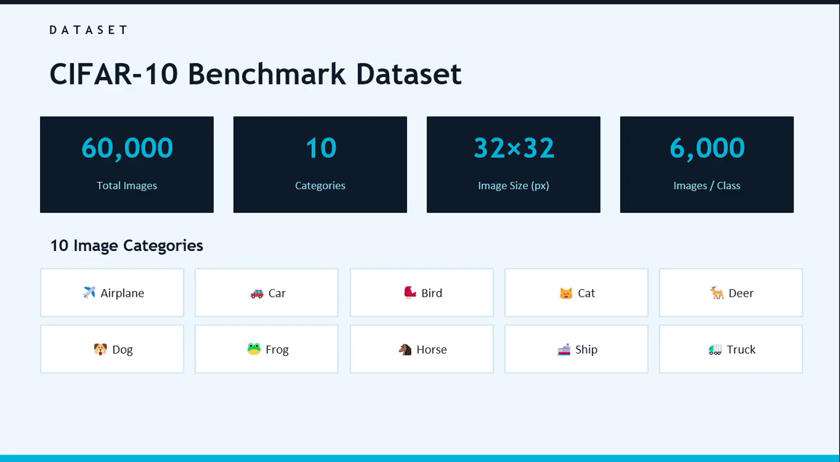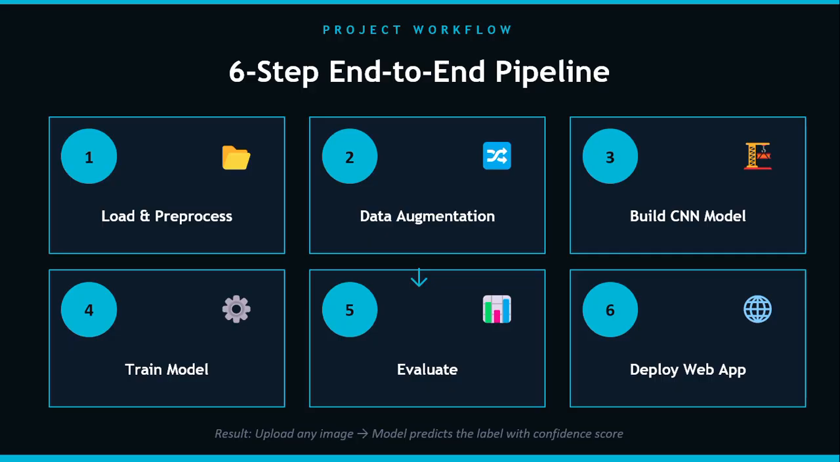Now let's talk about the results. The model achieves around 93% accuracy and performs well for most categories. Some confusion happens between similar objects like cat and dog. This shows the model is highly effective and reliable.